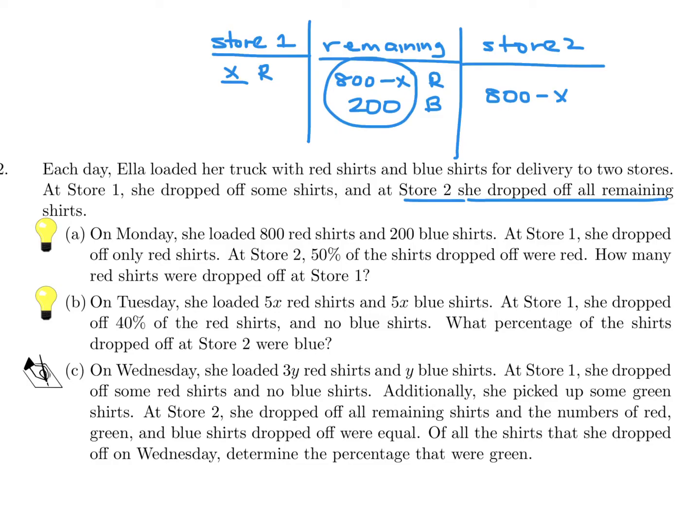Now what they're saying now is that this 800 minus X is 50%. Basically what that means is that it equals the 200. Both are 50%. Both add up to 100. So both are equal. So that's very straightforward now. That means X is 600. And that answers the question of how many red shirts were dropped off at store 1.